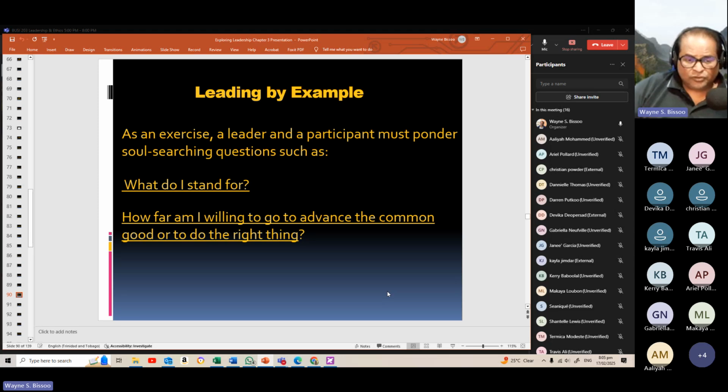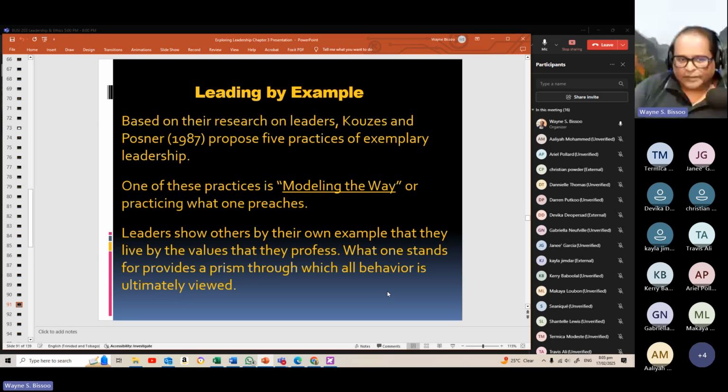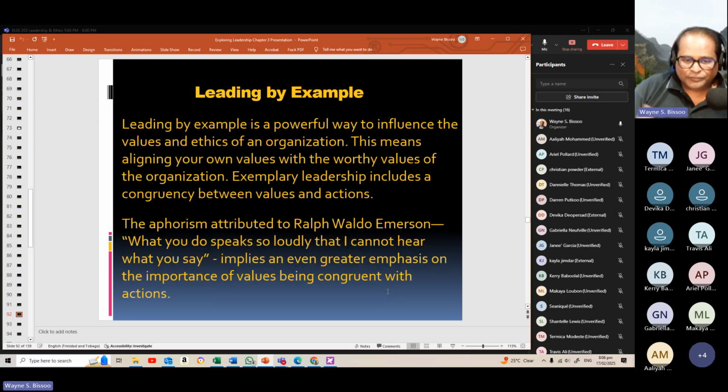You could say whatever you want, but as long as you behave in a particular manner, I will not trust you. And that then bleeds itself into the system where nobody trusts anybody. All right. So leading by example is one of the other elements that they talk about in terms of walking the leadership route. Right. See, they say, Ralph Waldo Emerson, what you do speaks so loudly that I cannot hear what you say.